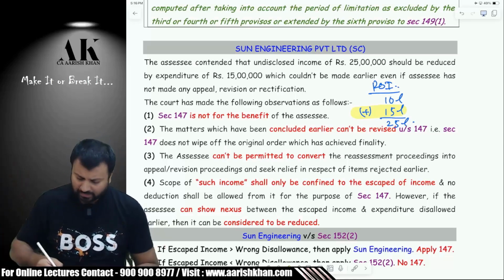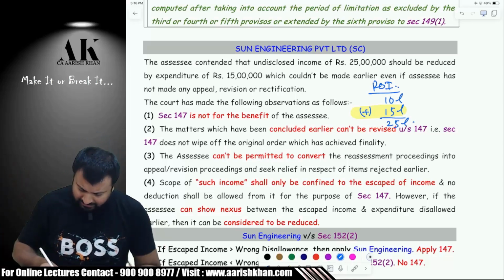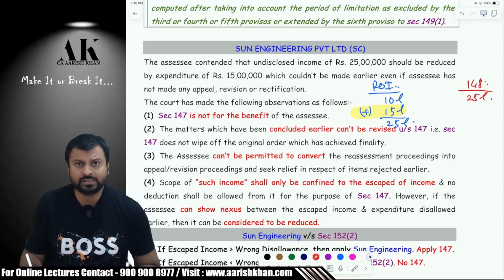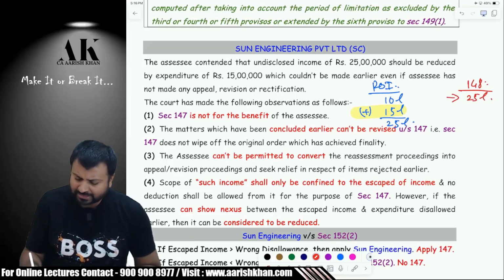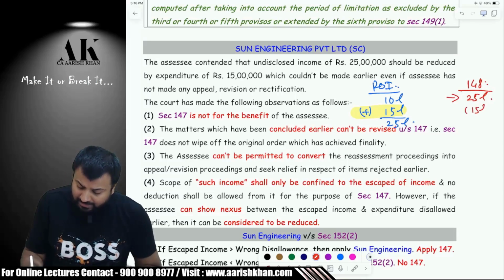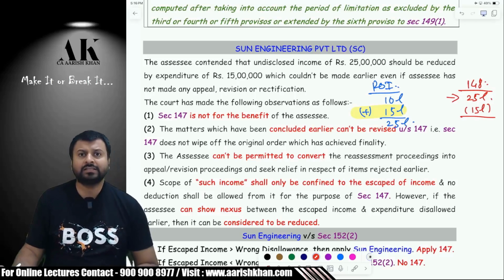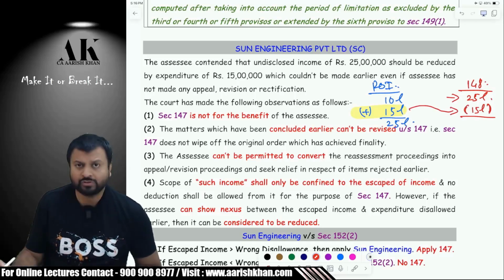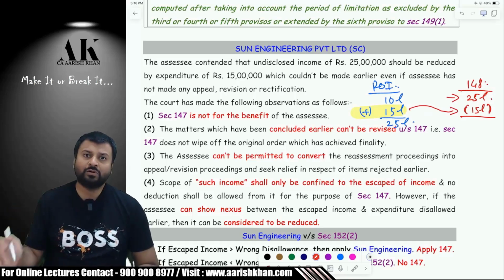That is the assessee's fault. Now after 5 years, after 6 years, the AO came up with a 148 notice, and the AO said that you have escaped an income of 25 lakh rupees. So now the assessee is showing 25 lakh as income, and from that income, the assessee is reducing what? 15 lakh rupees, which was wrongly disallowed earlier, that is reduced by the assessee. So is that allowed? Is that allowed?